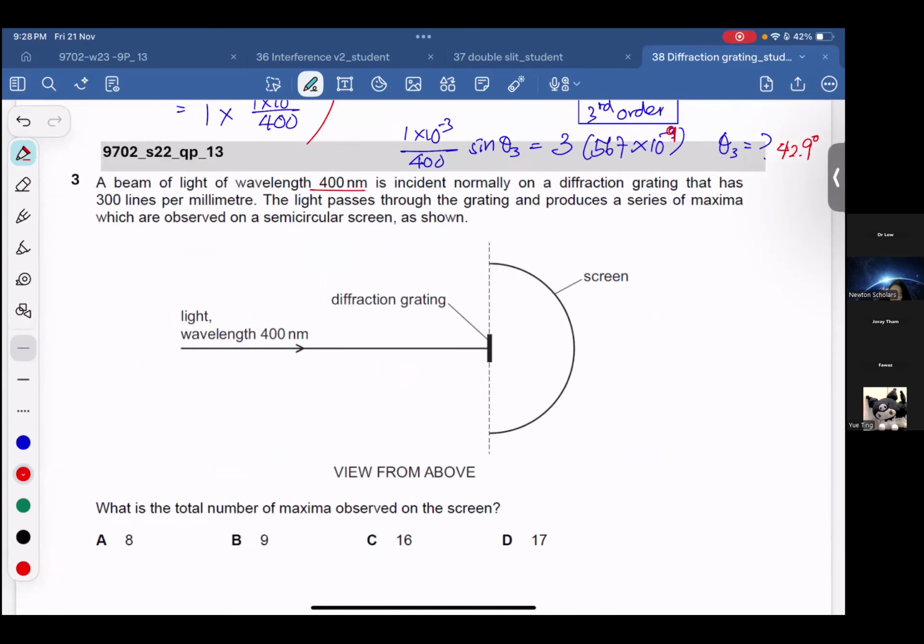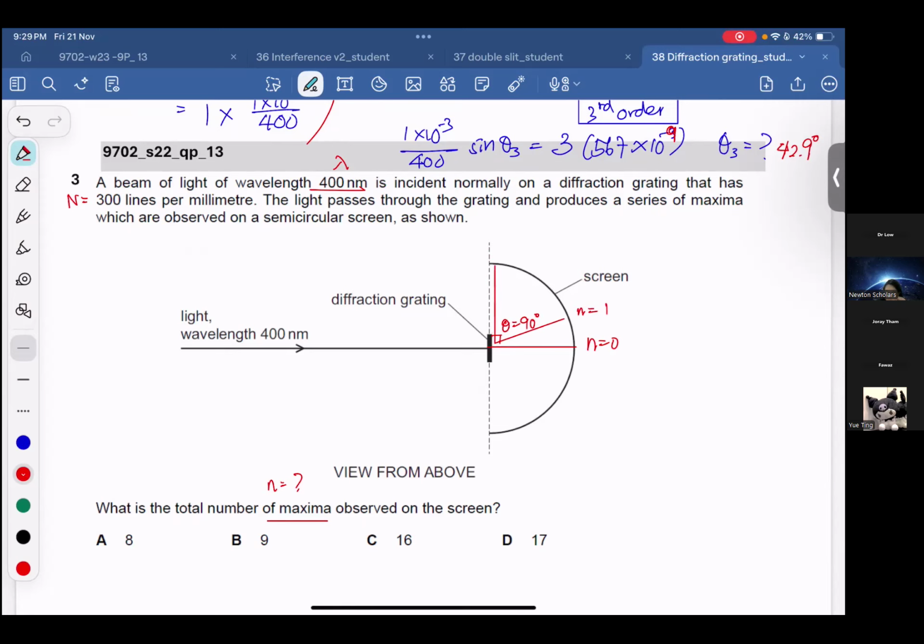Okay, dear, here. They give you the wavelength 400 nanometer. And they give you 300 lines per millimeter. The light passes through the grating and produces a series of maxima which are observed on a semicircular screen. So that means that here, the maximum angle we can see is 90 degree. They're asking you the total number of maxima that we can observe on the screen. So this one is n equals to 0. So we will continue to have n equals to 1 until n equals to something, something like here.